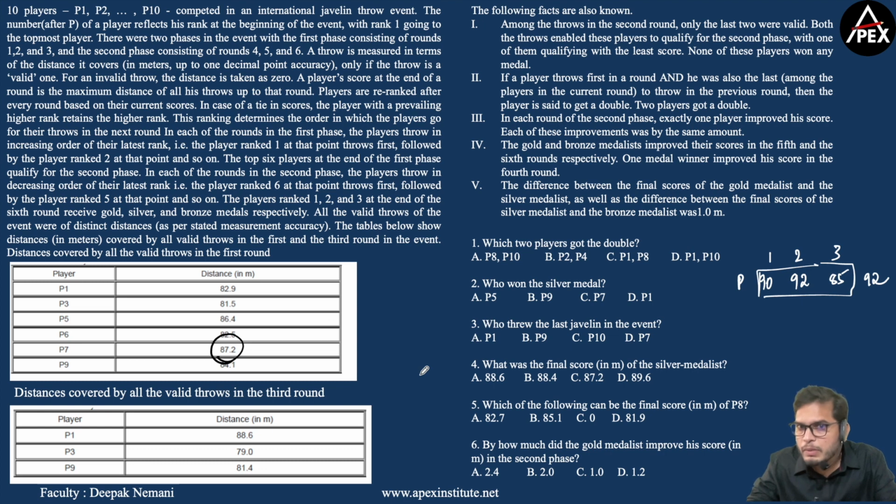Now coming to the second statement: if a player throws first in a round and he was also the last to throw in the previous round, then the player is said to get a double. Now 2 players got a double. Now let's understand what a double is.